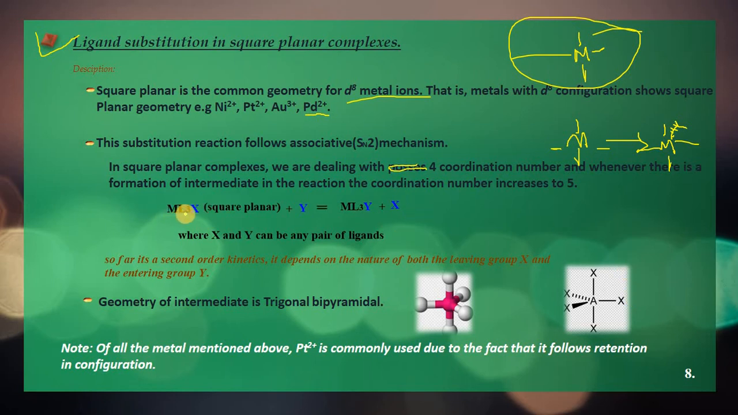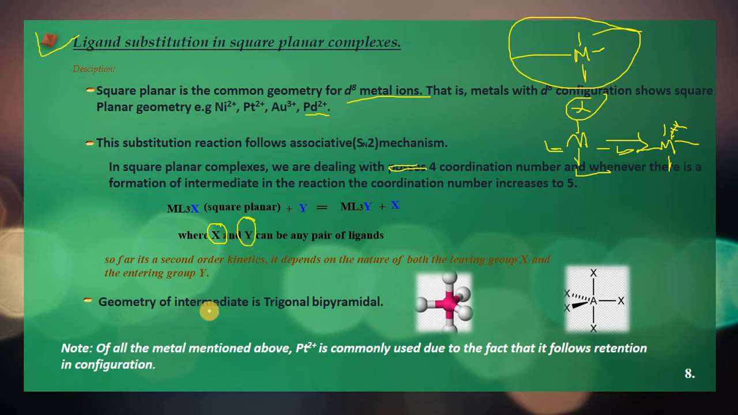This is ML3S, which is square planar. So I've shown you: this is S, L, L, L, S, which is the leaving ligand. And this is Y. Whenever Y tends to attach, it forms this plus this. So far, it's a second order kinetic. It depends on the nature of both the leaving group S and the entry group Y. Like I said, X and Y can be any type of ligands.